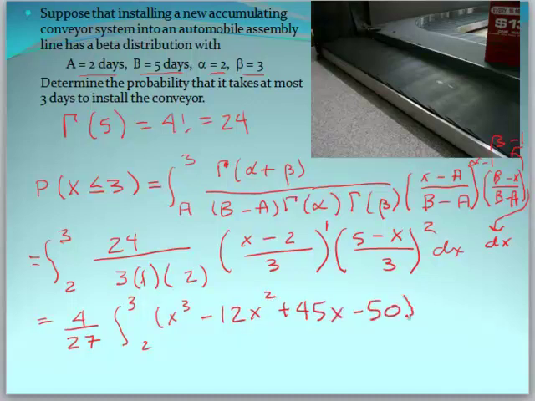And when you work that whole integral out, you should get 0.407, right? So that's all there is to that problem.